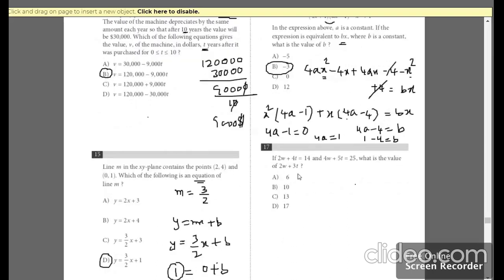Moving on to the next set of questions, linear simultaneous equations we have, just add it up. 2 plus 4 is 6w, 4 plus 5 is 9w, and 14 plus 25 is 39.